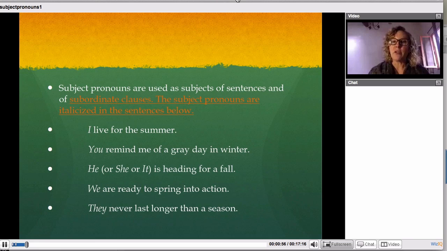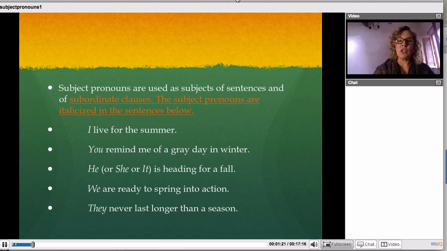Subject pronouns are used as subjects of sentences and of subordinate clauses. The subject pronouns are italicized in the sentences below. So in the sentence, "I live for the summer," the subject pronoun is I. I live for the summer, okay? And that's the subject of the sentence. It's about what I like to do.